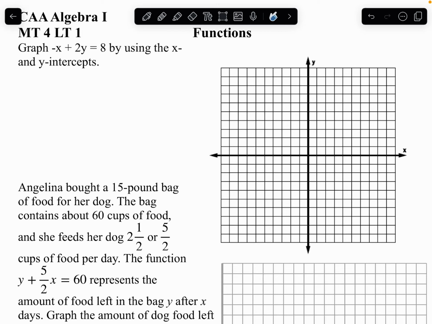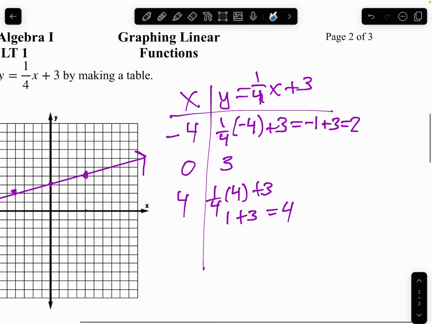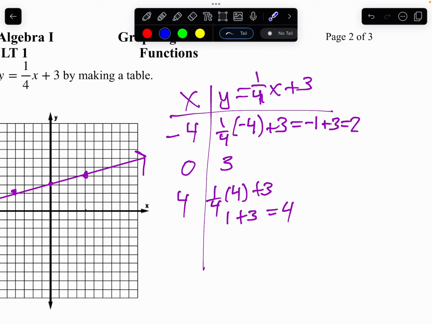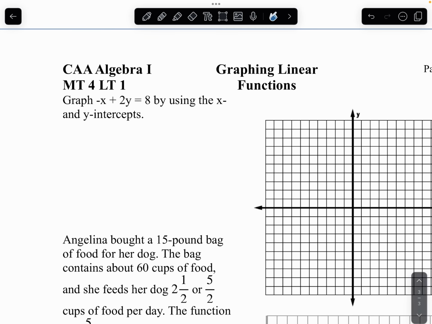Another way of graphing a linear function is to graph our intercepts. Remember I said we only need 2 points? Well, intercepts make it easy because notice when we made our table, nice things happened when we used 0, didn't they? So that's what we're going to do when we use our intercepts, because we're just going to make each one 0. I'm only going to use 2 points.